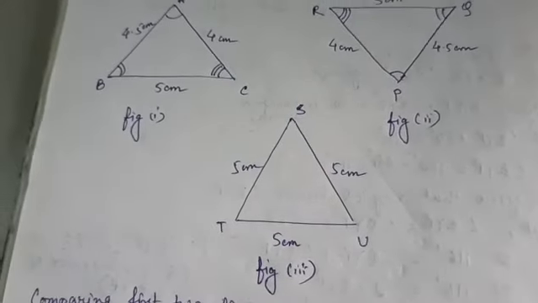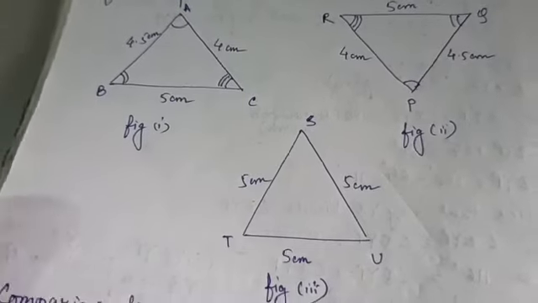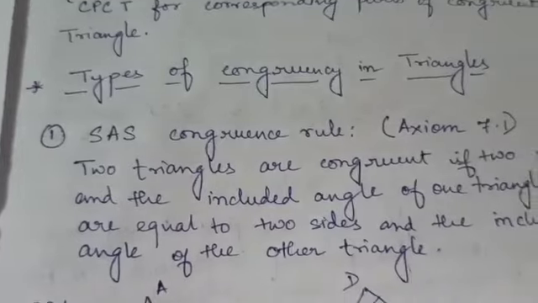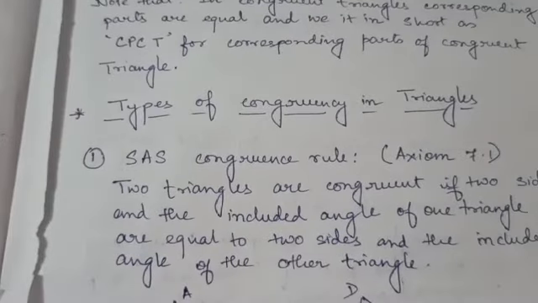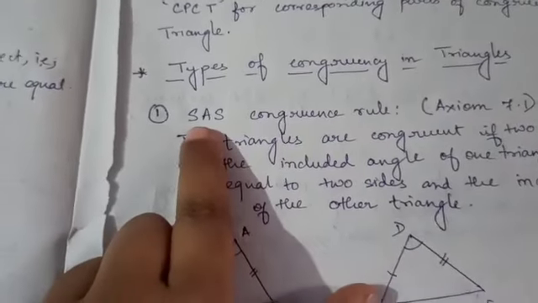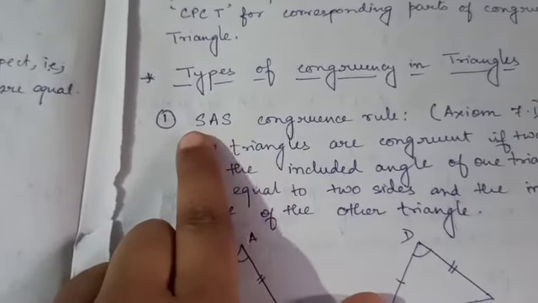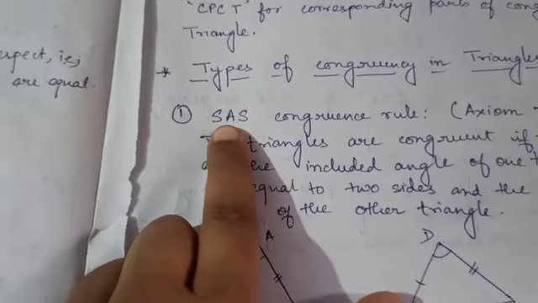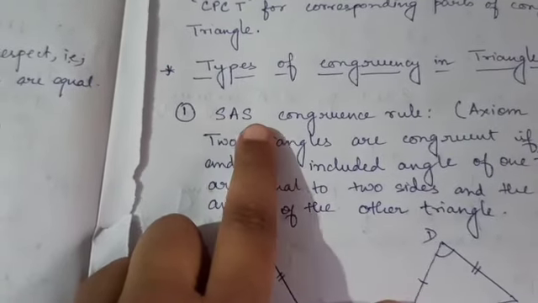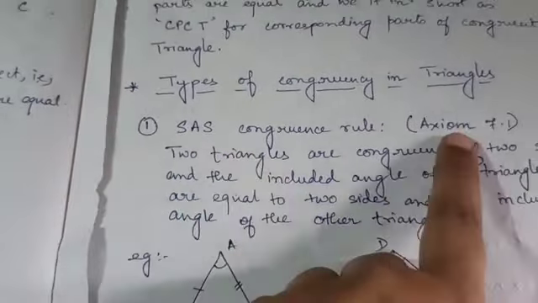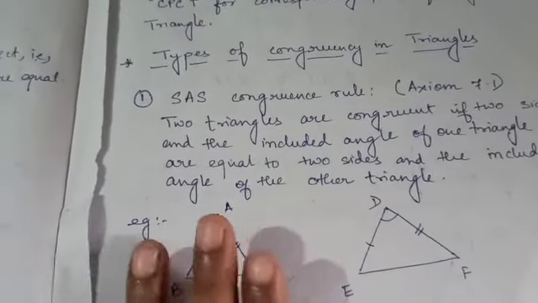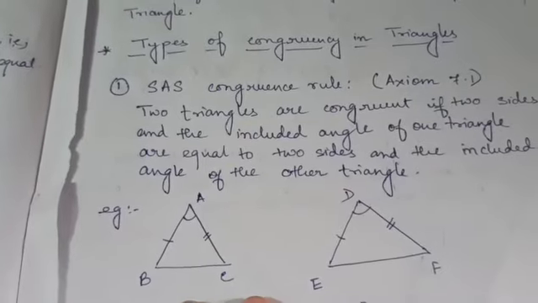Now there are 5 different kinds of congruency of a triangle. What are the kinds? Types of congruency in triangles. The first kind is side angle side, SAS. S stands for side, A stands for angle. So side, angle, side congruency rule. It is your axiom 7.1. An axiom means universal truth, so it is a universal truth.